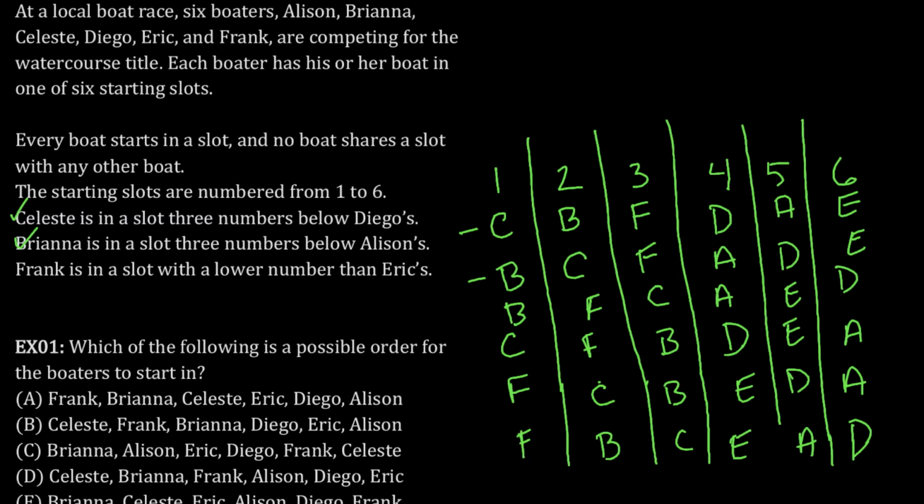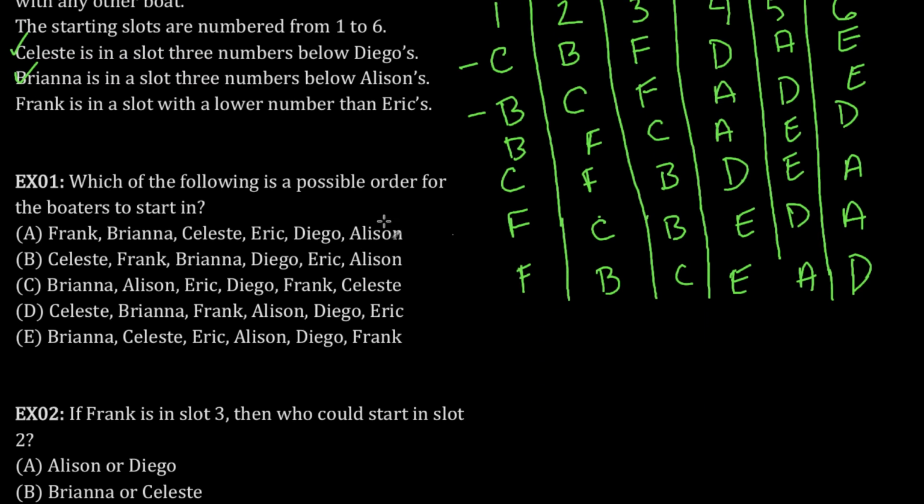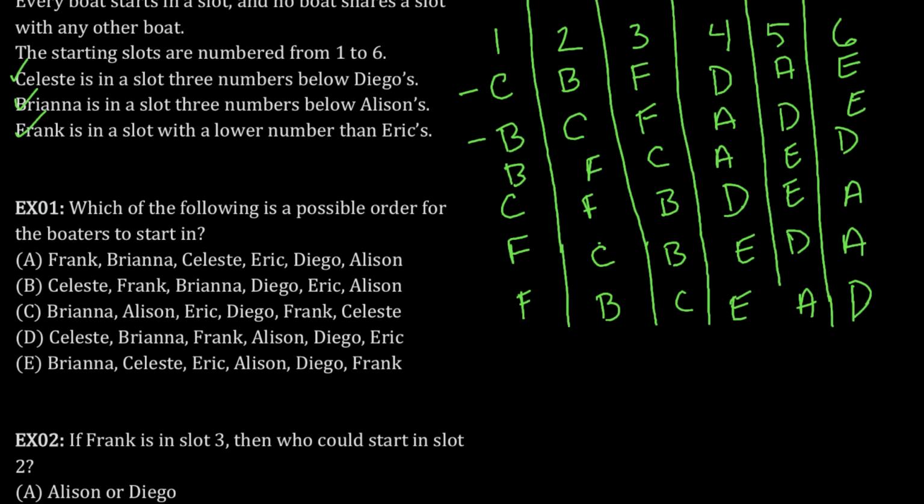So let's answer some questions. Which of the following is a possible order? Frank, Brianna, Celeste. Eric, Diego, Allison. Eric, Diego, nope. I'll just mark it out.